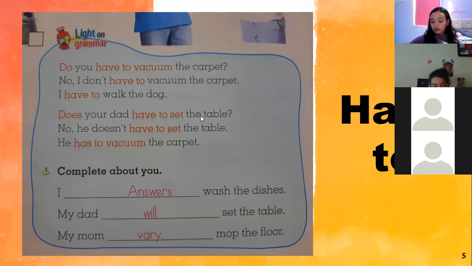Does your dad have to set the table? No, he doesn't have to set the table. He has to vacuum the carpet. Remember, we use the auxiliary do with the plural pronouns: they, we, you. And does we use in the third person, that means she, it, or he. For example, in this case, we talk about your dad. This one is third person, and for that reason, we use the auxiliary does.